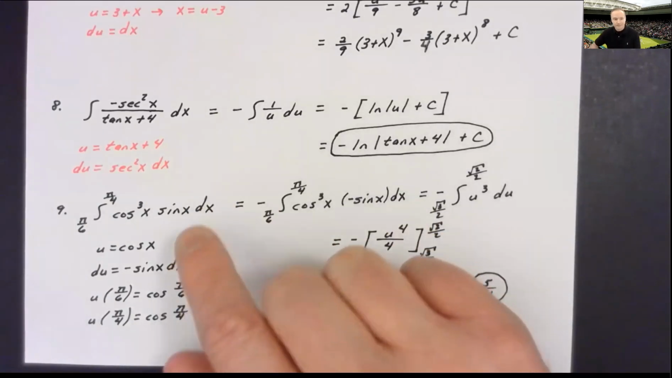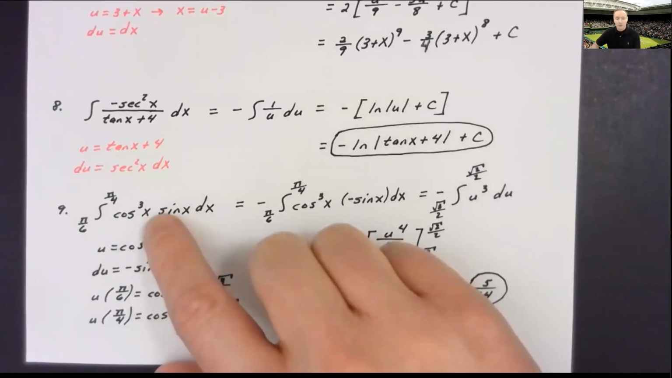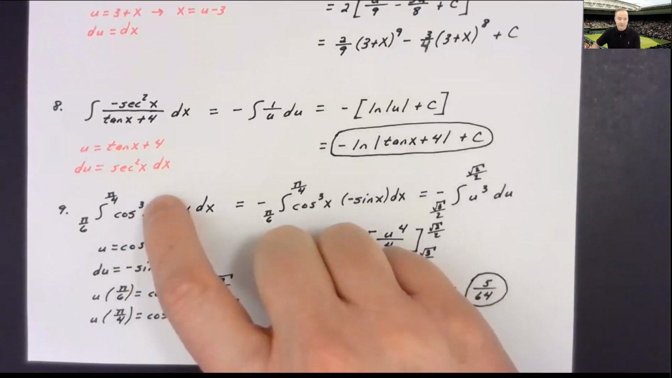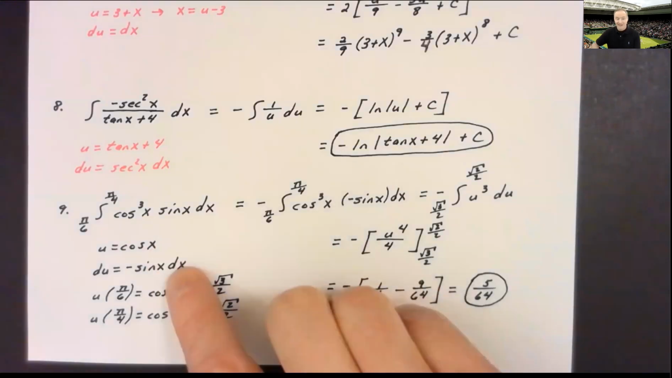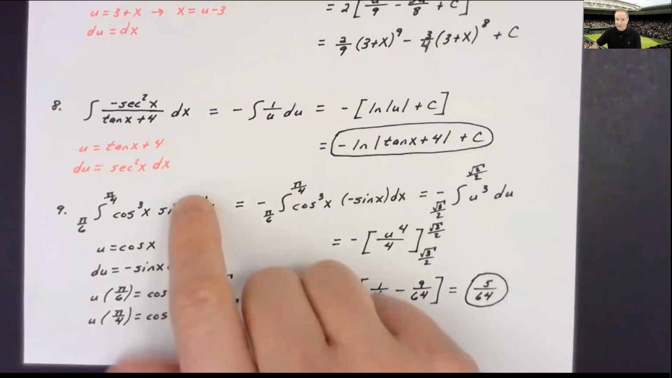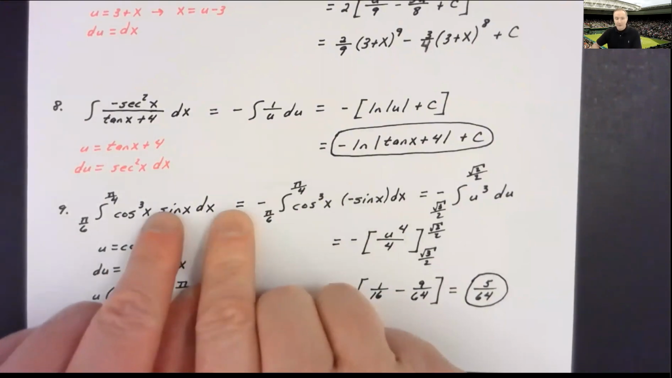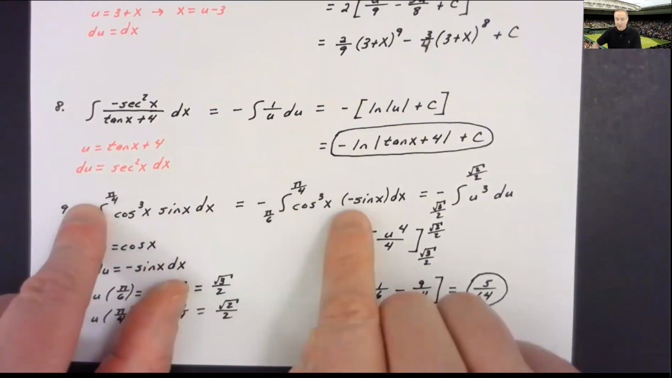For number 9 here, we have the integral from pi over 6 to pi over 4 of cosine cubed x times the sine of x with respect to x. So for this problem, u is the function inside of a function. Cosine is inside of a group to the 3rd power. So I'll let u equal cosine x. Well, the derivative of cosine of x is the negative sine of x with respect to x. So the first thing I had to do here was say, I don't have a factor of negative sine x dx. I need to multiply by a negative on the inside, and in order to make up for that, I'll multiply by a negative on the outside. That's what I've done here.